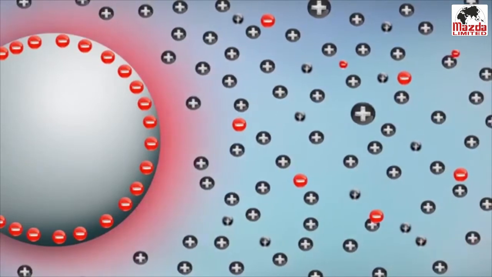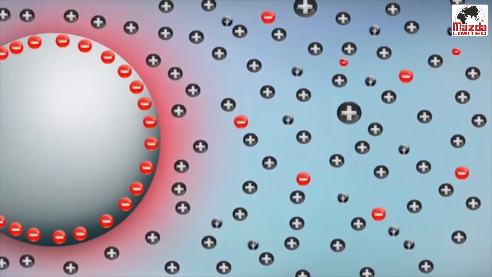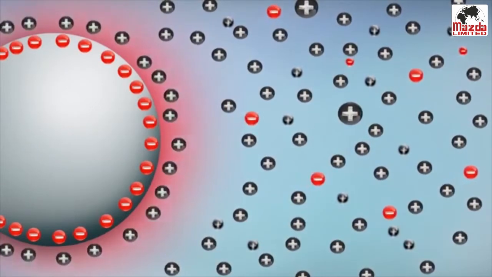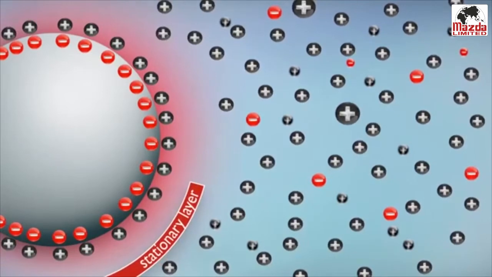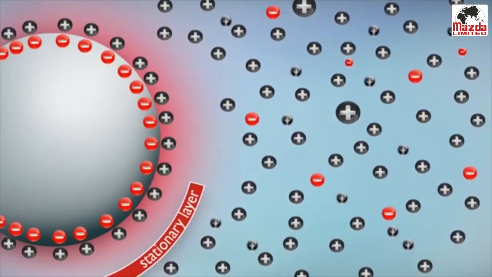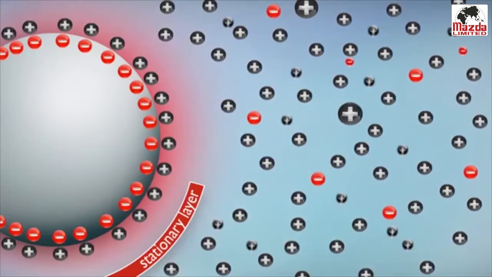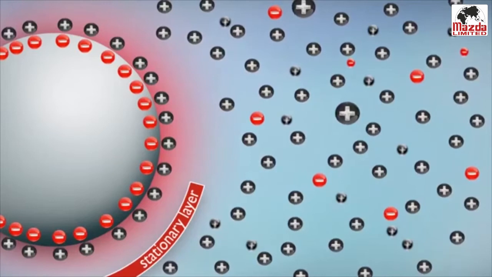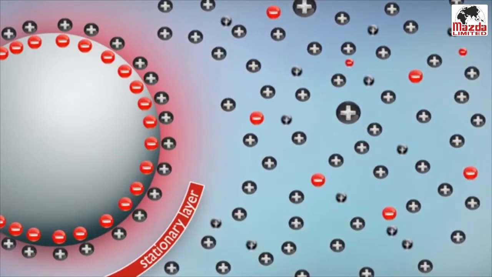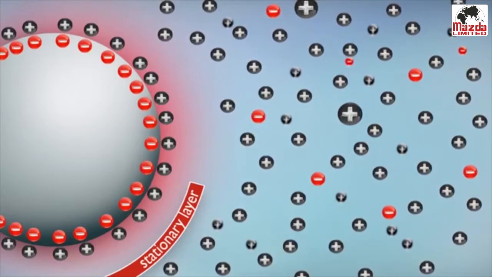A well-ordered and immovable layer covers the surface of the particle like a skin. This layer is also called the stationary layer, or Stern layer. Cationic ions neutralize the anionic surface charge. However, as ions are often surrounded by water molecules, they are rather big and cannot neutralize the surface charge completely. A residual anionic charge remains.